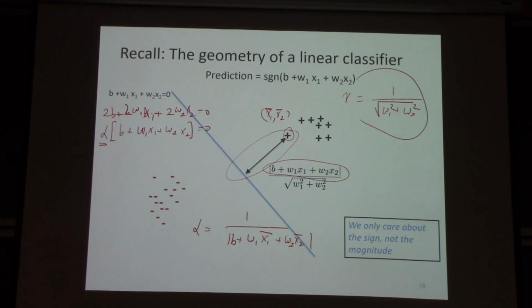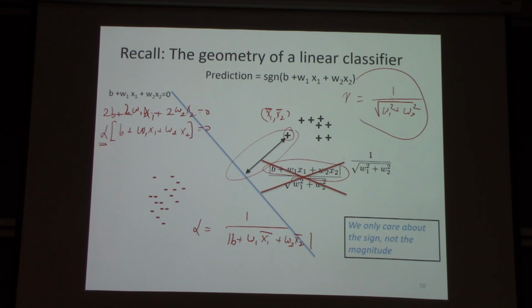You can basically scale the weights up and down so that the closest point is at a distance 1 over the square root of w1 squared plus w2 squared, because you have this degree of freedom. You don't care about the value, you only care about the sign. You can scale it up and down so that the closest point is at a distance 1 over the square root of w1 squared plus w2 squared. Does the intuition make sense? I mean, do you agree that that's possible?